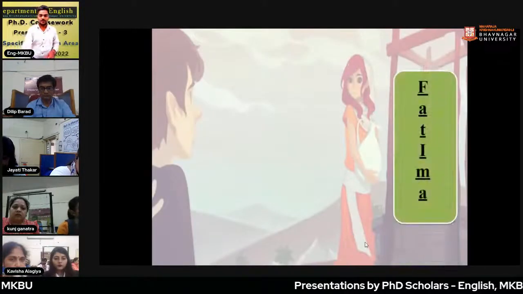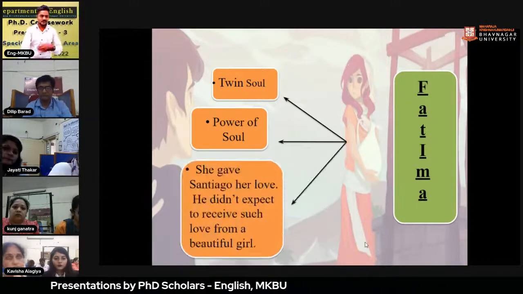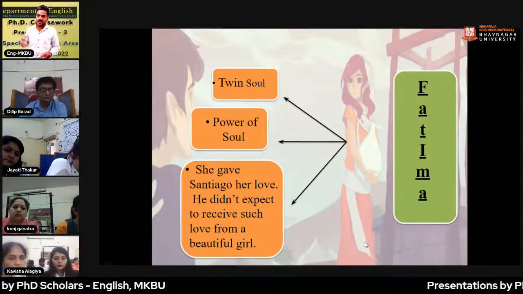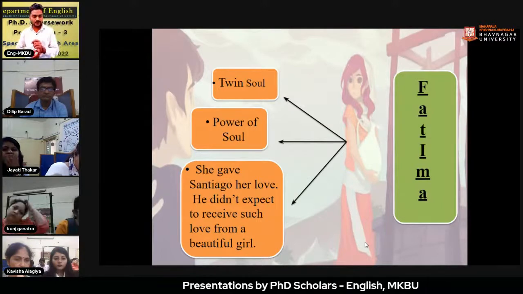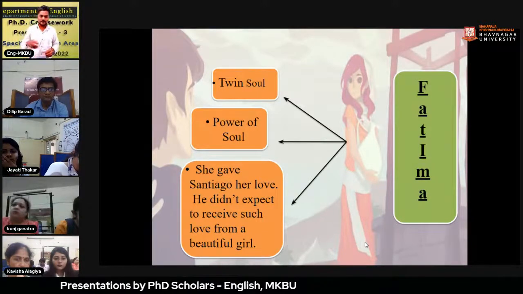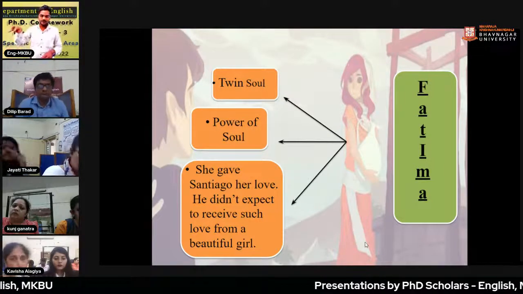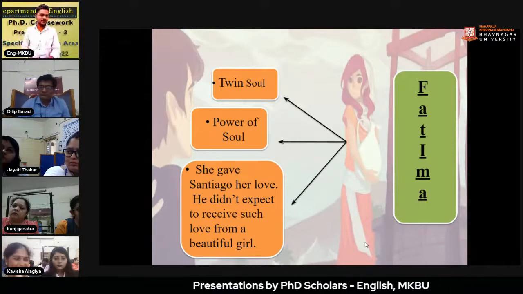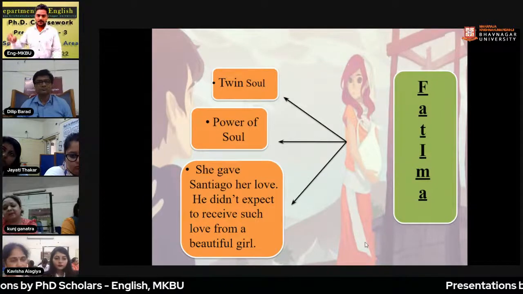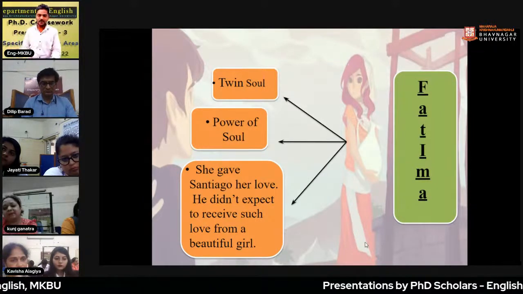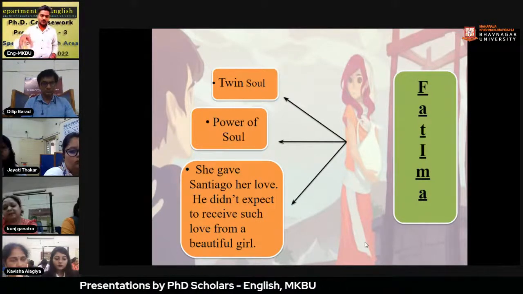There is one character, Fatima. She also helped him. She is also described as a twin soul. She also talks about the power of the soul. She gave Santiago her love. He didn't expect to receive such love from a beautiful girl. When Santiago was traveling into the desert, at that time, in one of the tribes, he met Fatima. He also gave love. As we know, in the real world at present, people don't give love and don't have faith in other people. So at that time, spirituality leads through love.